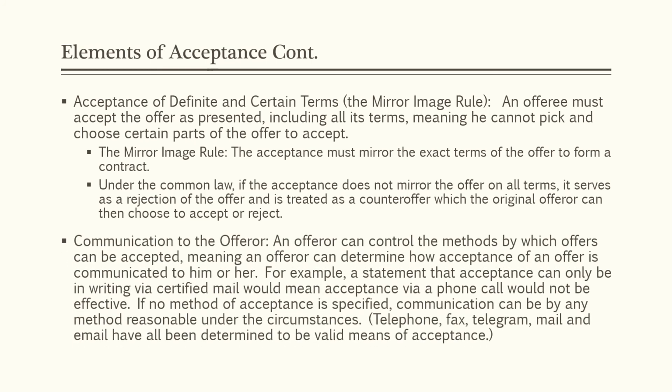The last element is communication to the offeror. An offeror can control the method by which offers can be accepted, meaning an offeror can determine how acceptance of an offer is communicated to him or her. For example, a statement that acceptance can only be in writing via certified mail would mean acceptance via a phone call would not be effective.